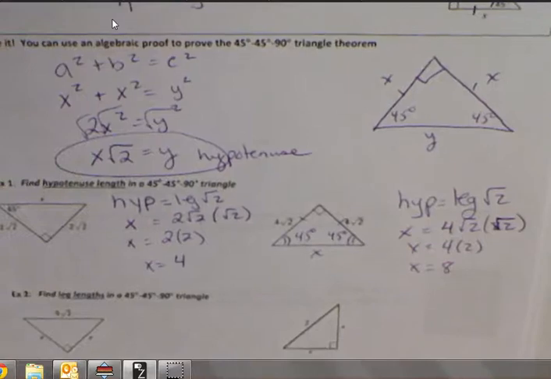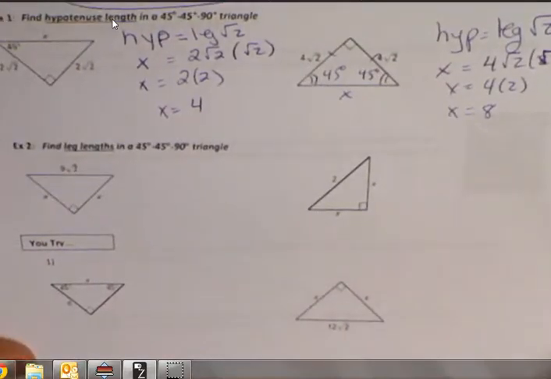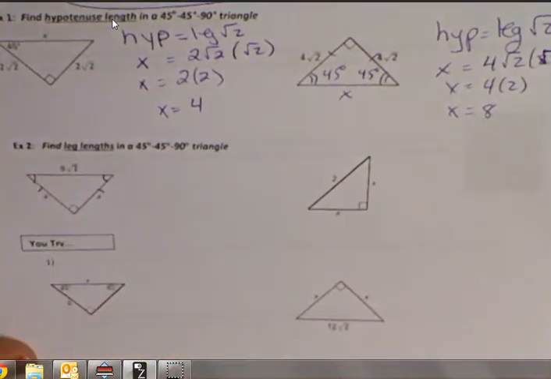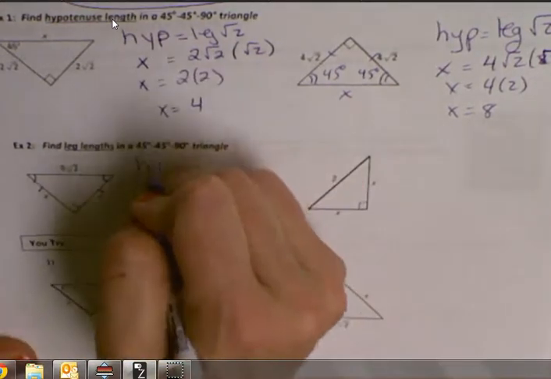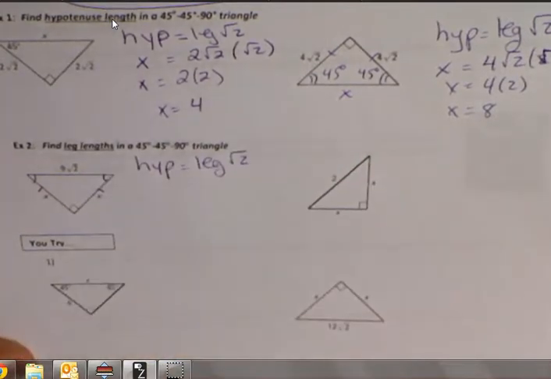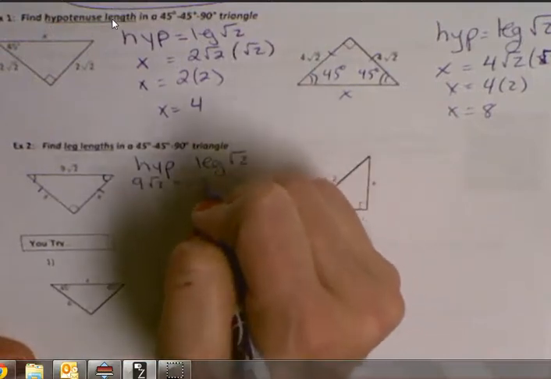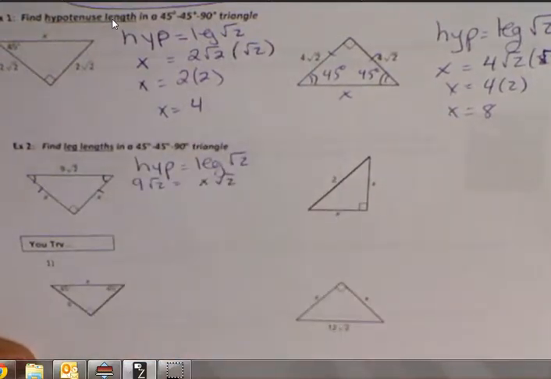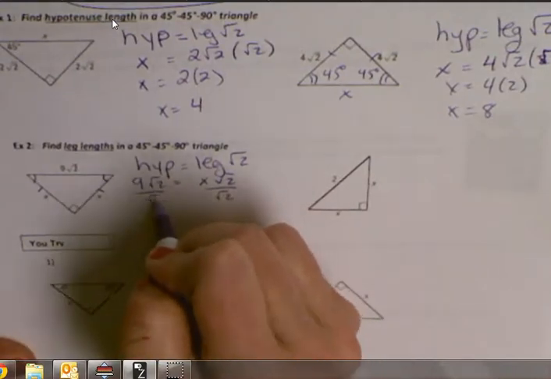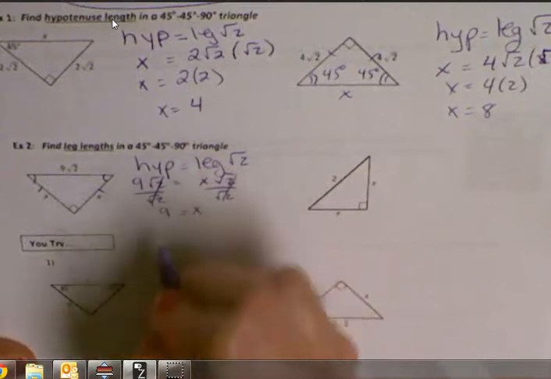Okay, let's try another one. That was finding the hypotenuse. The process for finding the leg lengths is the same. We know these are congruent, so we know we have a 45-45-90 triangle, so we set up the cheat sheet. Leg times rad 2, substitute in the pieces I know. 9 rad 2 is equal to the leg, which is x, and carry down the rad 2. I need to divide both sides by rad 2. Handy dandy, those cancel out.